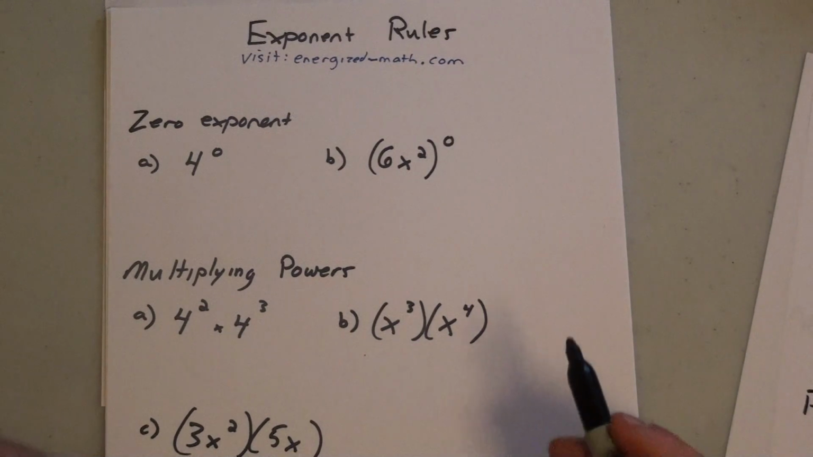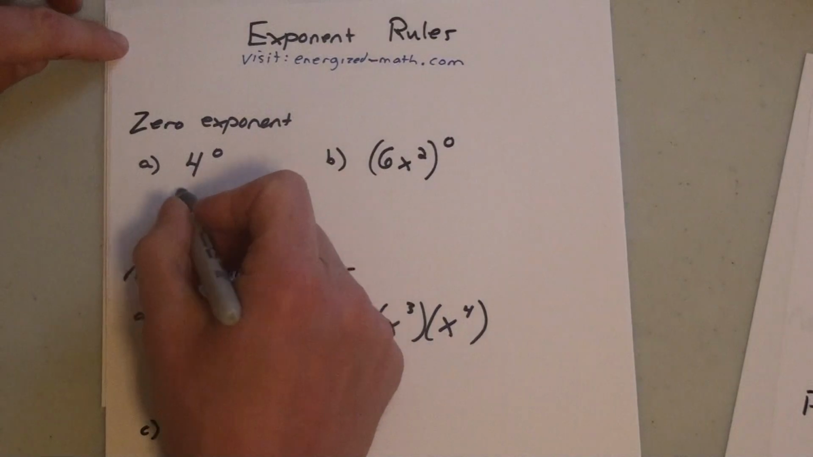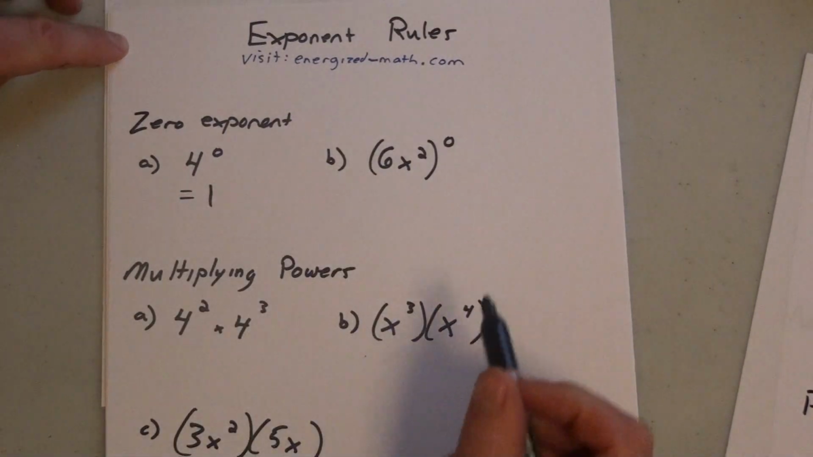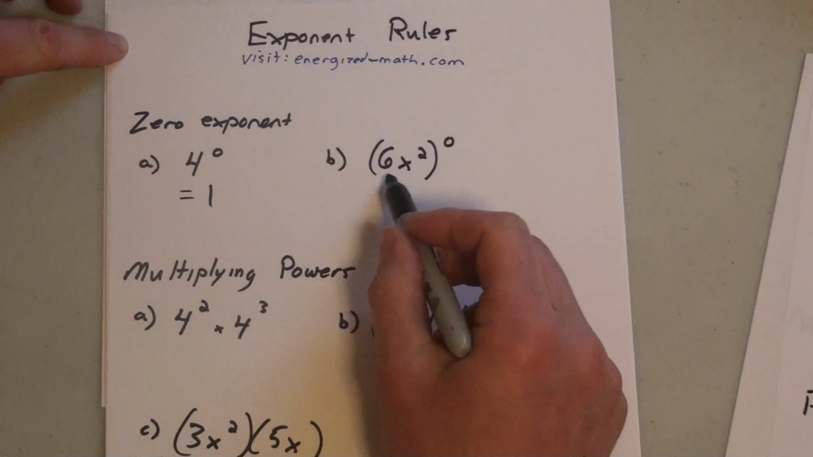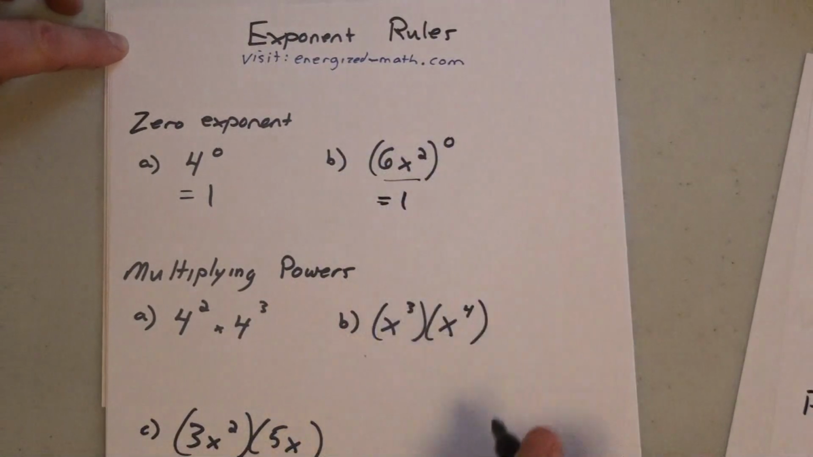The first rule we're going to go over is the zero exponent. If you have something to the exponent of zero, the answer is 1. Very easy one to do. No matter what it is, if it's all to the exponent of 0, your answer is going to equal 1.